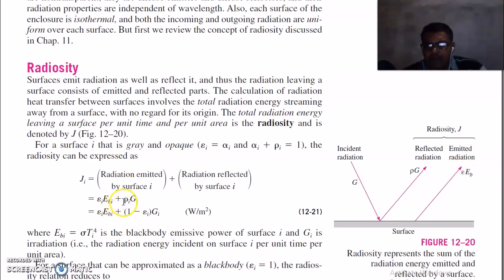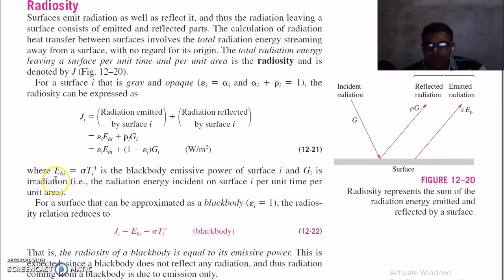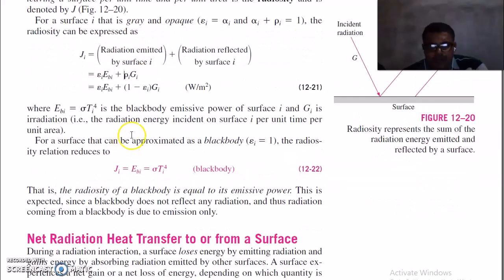So now you can place this value from here. From this relation you can place it by 1 minus emissivity, where E_bi is equal to sigma T_i^4, the black body emissive power of surface i, and G_i is the irradiation. Now if you consider this surface to be a black body, then this emissivity will become 1 and this relation will reduce to this, which is again the emissive power of a black body. The radiosity of a black body is equal to its emissive power.